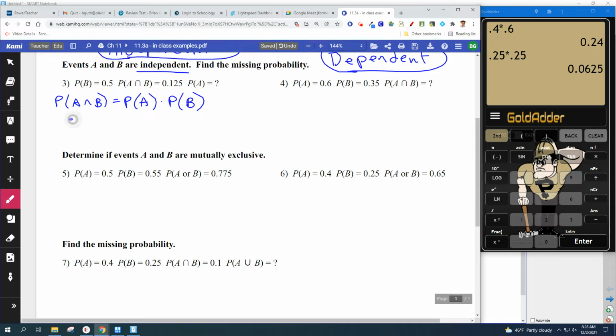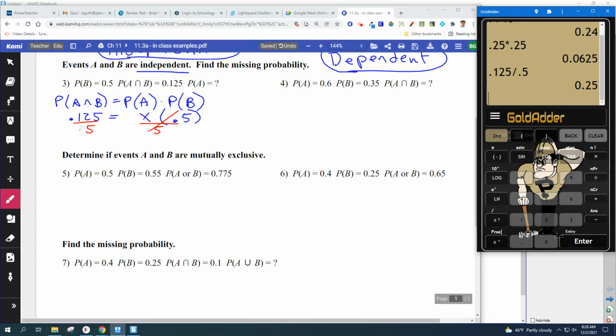Probability of A and B is 0.125. Probability of B is 0.5. They want to know the probability of A, so let's just call that X. All we do is solve that equation. So how do I solve that equation? Just go back to your algebra skills. We're going to divide by 0.5 to isolate the variable. 0.125 divided by 0.5 is 0.25. X equals 0.25, or rather we should say probability of A equals 0.25.